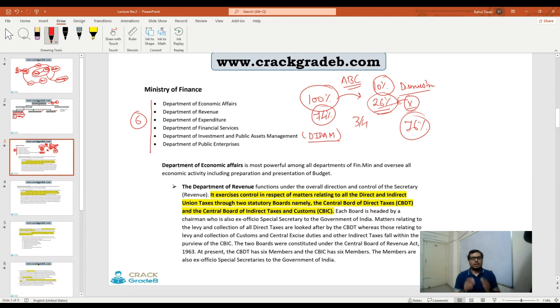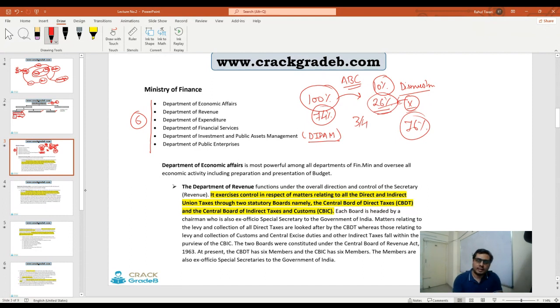So sometimes you have heard the term strategic disinvestment. Why? We do not want to completely sell that company, but we want more efficient working of that company. So we want to implement those things strategically. We do not want to implement in a wholesale manner. We want some strategy, so we call it strategic disinvestment made by the government.